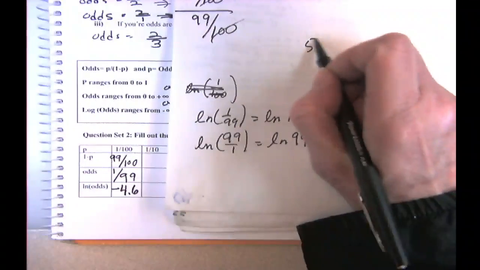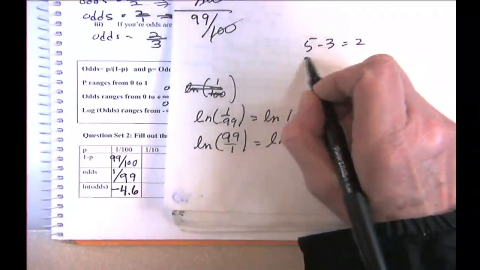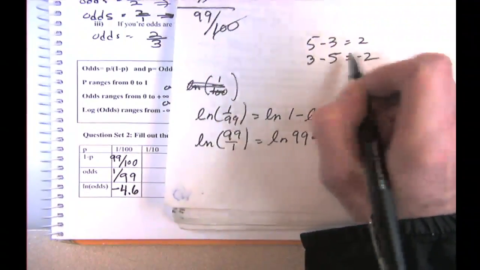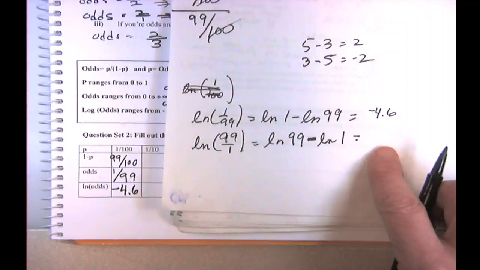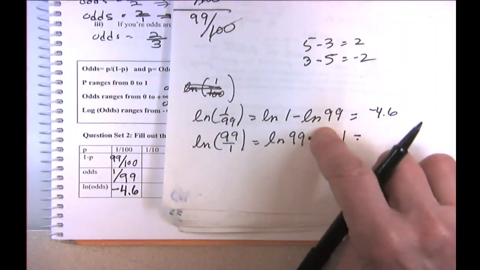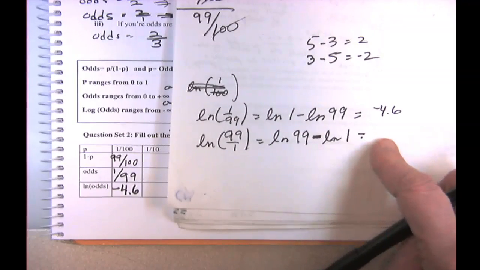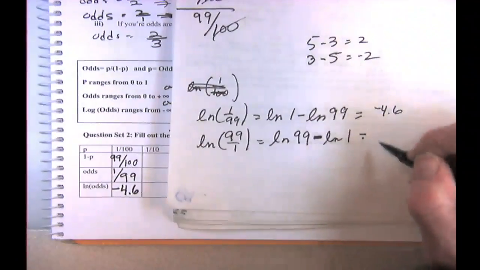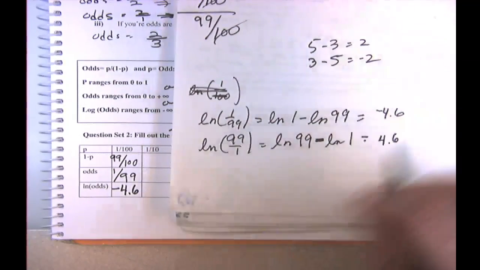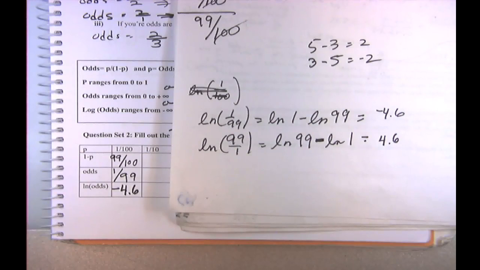Look, if you do 5 minus 3, you get 2, and 3 minus 5, you get negative 2, right? So what do you think I'm going to get here? I have log of 1 minus log of x minus y, and here I have y minus x. So what do you think I'm going to get? Say again? 4.6, is that what you said? Mm-hmm. It's just going to be the opposite. Does everybody see that?